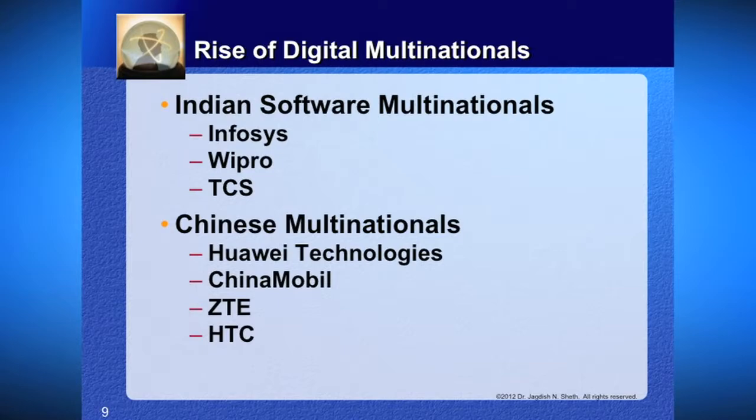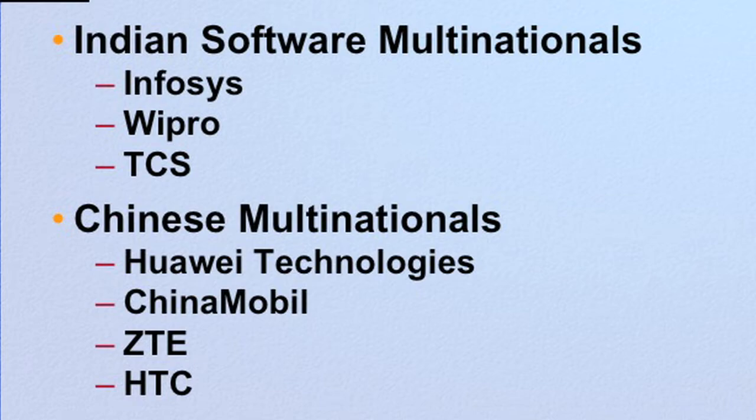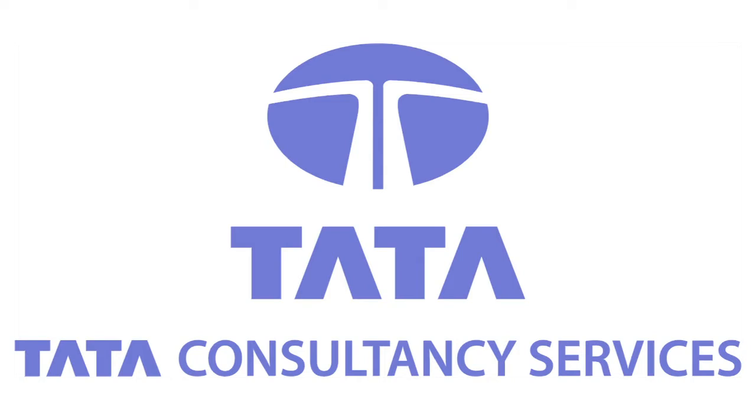And the fourth factor has to do with the rise of what I call digital multinationals. So Indian software multinationals are companies like Infosys, Wipro, TCS, which is Tata Consultancy Services. All of them have already crossed $6 billion. In a couple of years, they are aspiring to become at least $10 billion companies each. The total Indian software industry is now estimated to be about $80 billion and closely becoming a $100 billion industry, not just by the Indian multinationals, but by everybody. And TCS is about to cross $10 billion out of nowhere.